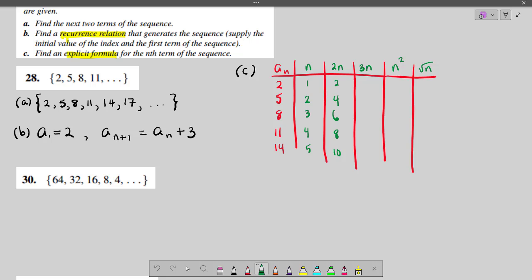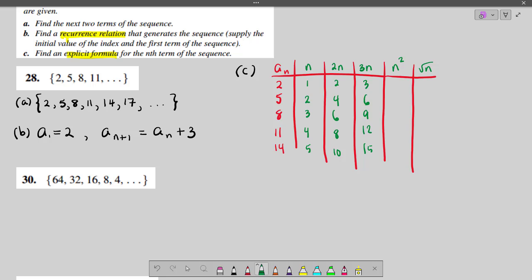There's no obvious pattern jumping out. Let's go to 3 times n. Multiplying n, so I should have 3, 6, 9, 12, 15. And then we ask ourselves, do we see a pattern there? What do you think with 3n? Do we see a pattern with the 3n and the a sub n? Yes. Right? It jumps out. Once it's there, it jumps out at you.